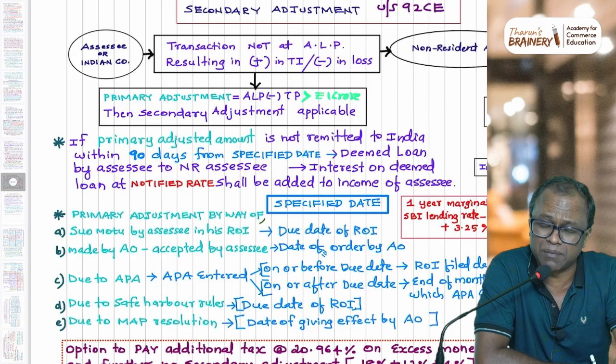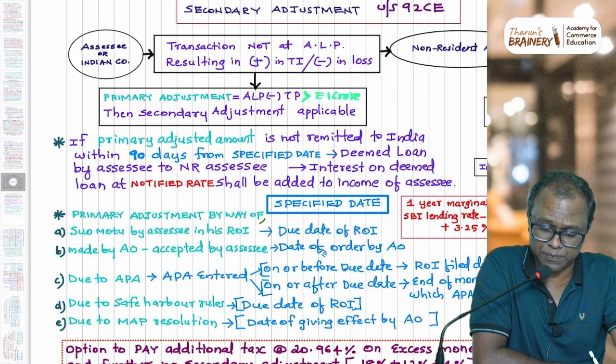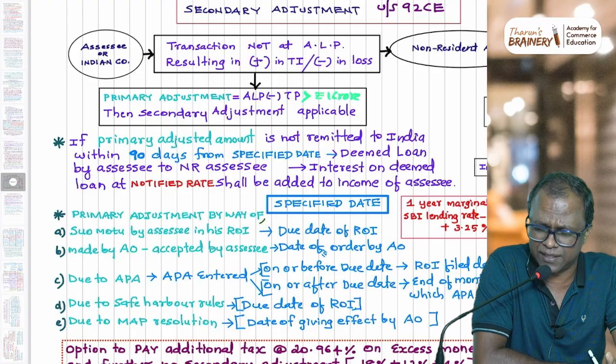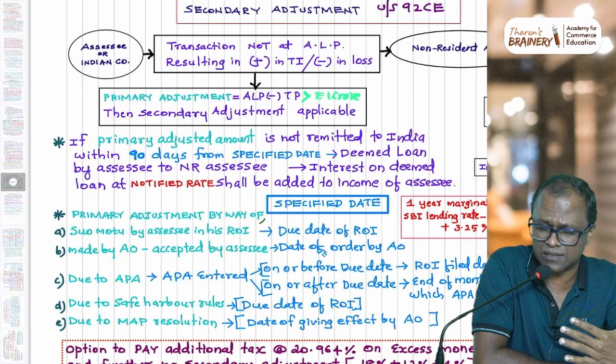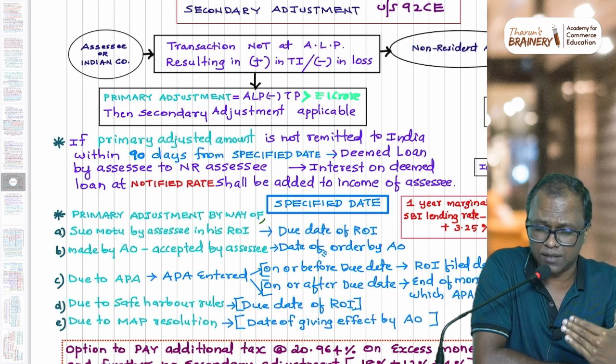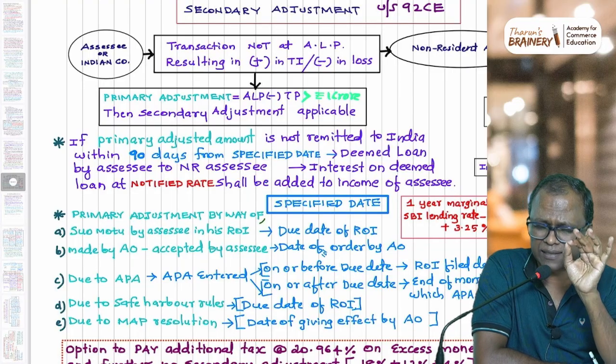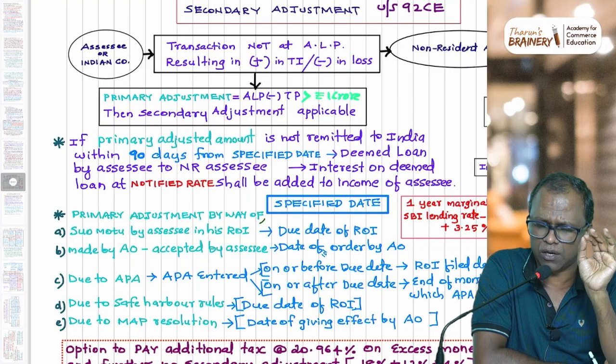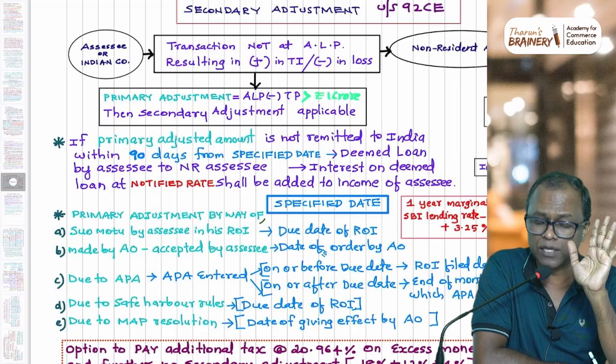So when should it be repatriated to India? They are saying within the specified date. The specified date generally means the due date for filing ITR plus 90 days. The due date for filing ITR for assessees with international transactions is 30th November. So 30th November plus 90 days is usually the time limit to repatriate that money into India. So within that time period, if the money has not been repatriated into India, then what?